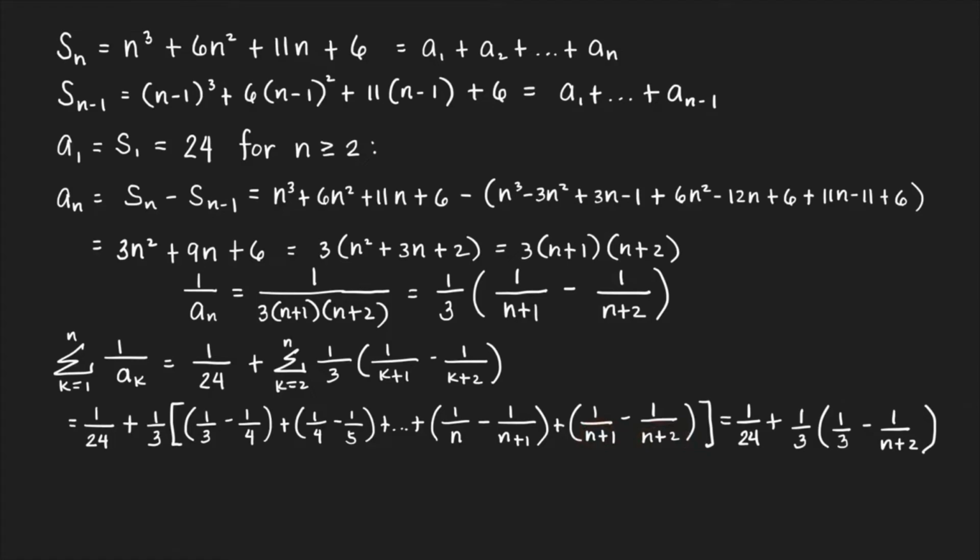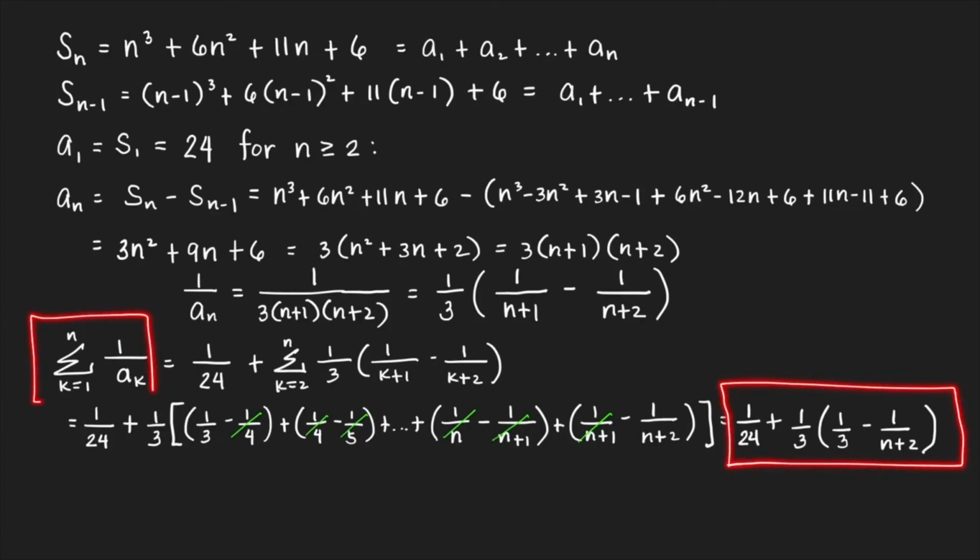We can simplify this sum. This term cancels with that one, and this cancels with the next term, and so on. Therefore, the remaining terms will be 1/3 and then minus 1 over n plus 2. So we already have this closed form for this summation.